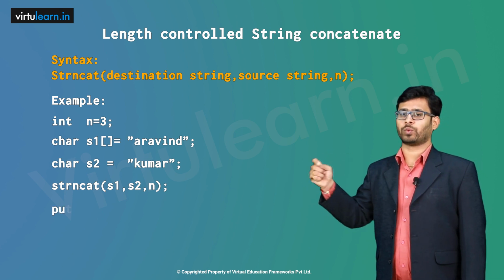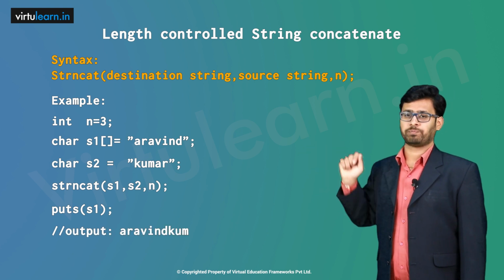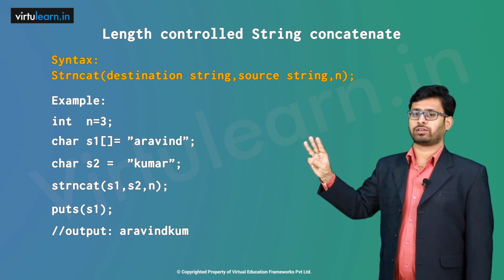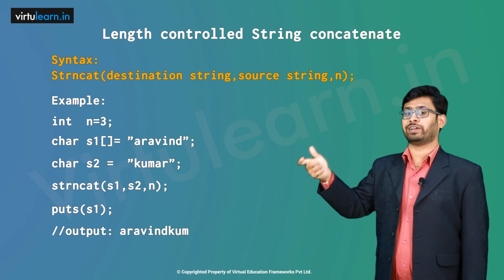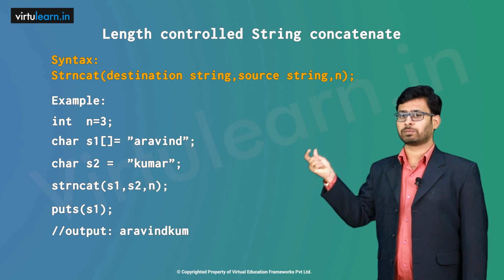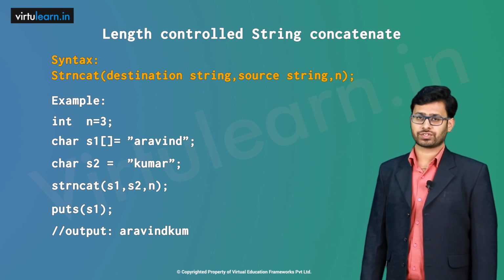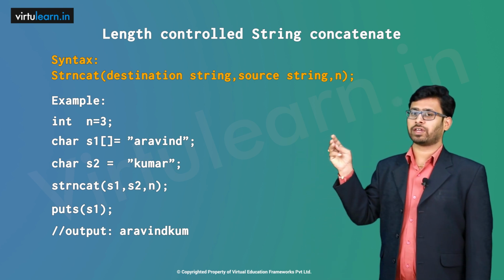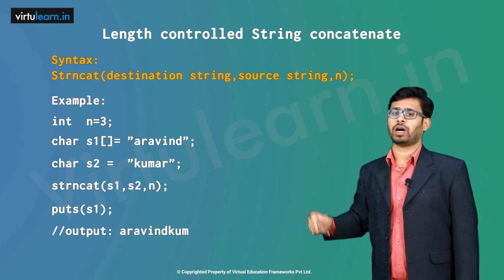So puts of s1, the output will be AravindKum, K-U-M, because we are copying 3 characters from the source string to the destination string and concatenating them. In the destination string we have Aravind, and from the source string we are taking 3 characters, that is K-U-M. So the output will be AravindKUM.